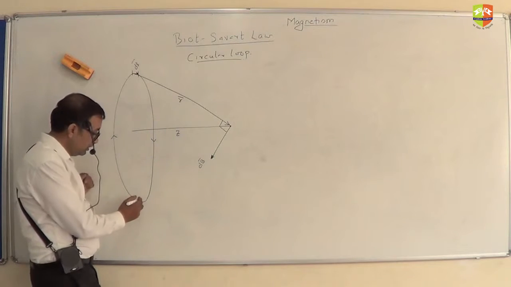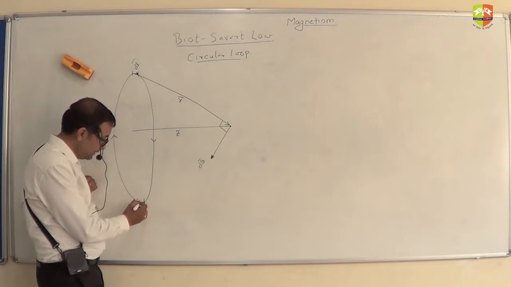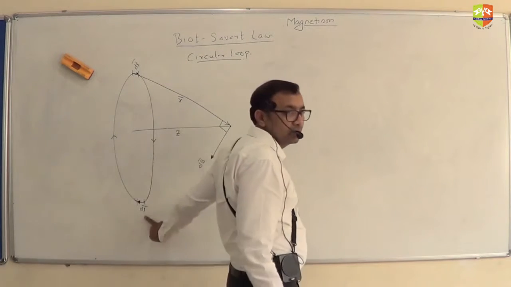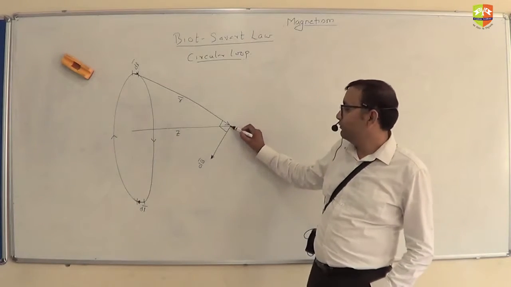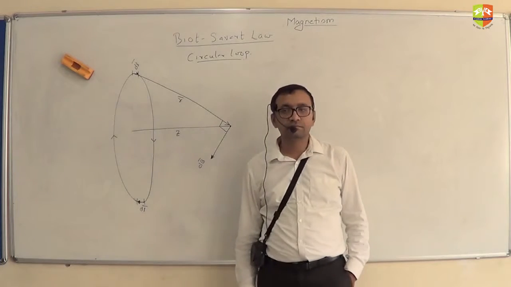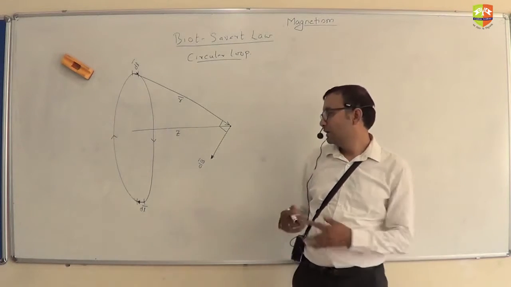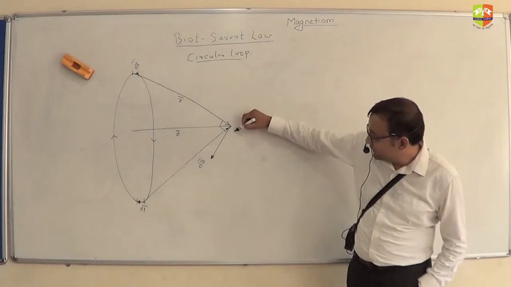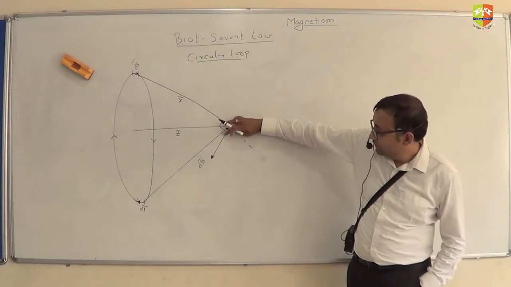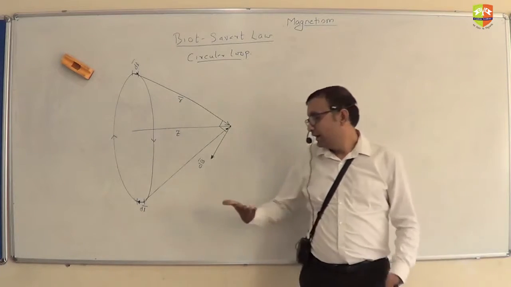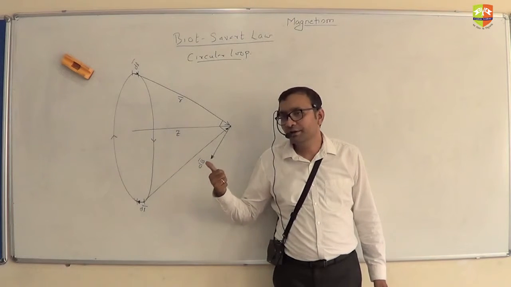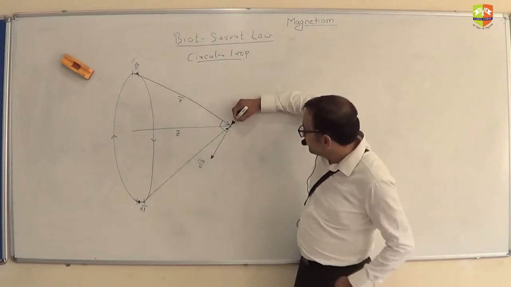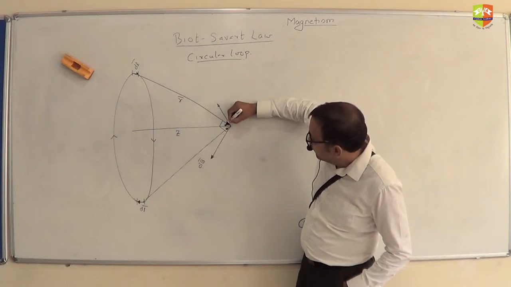Now can you draw the magnetic field direction due to this other dl? This dl comes out or goes in? It comes out. So at this point, what is the direction of the magnetic field due to this dl? This is dl and this is r. How will it be? dl cross r, with dl coming out. It should be that way somewhere. So dl cross r will be like this. This should be 90 degrees.